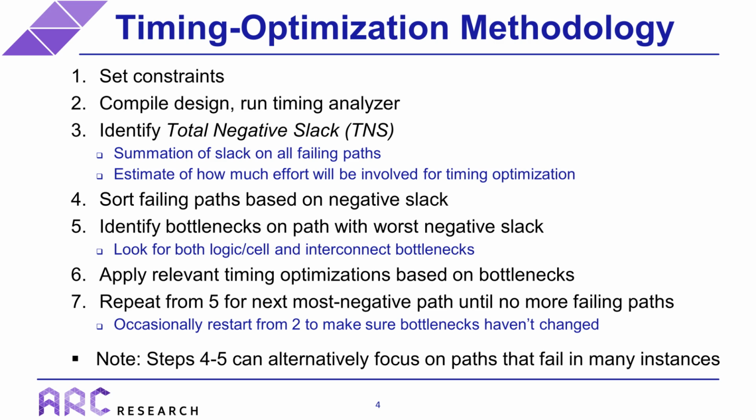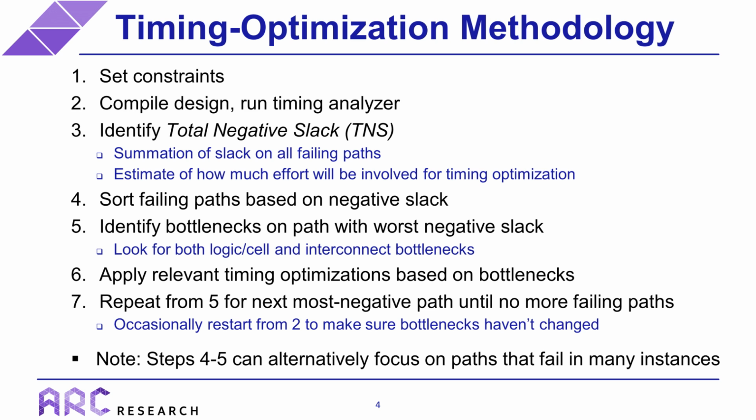One of the most important statistics is the total negative slack, or TNS. This total negative slack is the summation of slack on all failing paths, or all paths essentially that have setup violations. So if this is positive, it basically means there are no timing violations, which is what you want. But in the more common case, it will be negative, and the magnitude of that negative number provides you with an estimate of the effort that will be required for timing optimization.